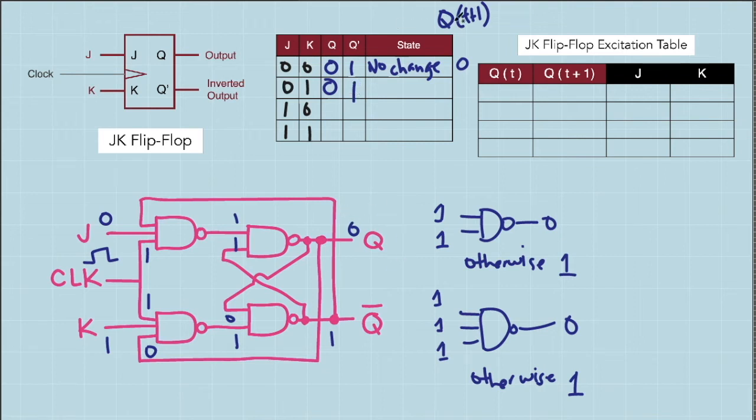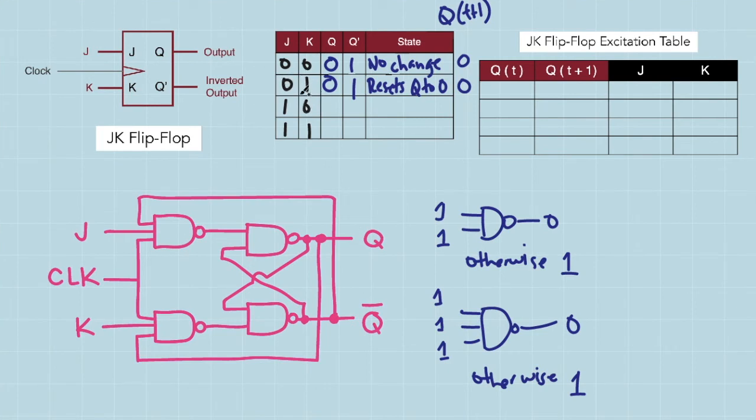The value of Q is still 0, so I'm going to put 0 under this value of Q after 1 clock pulse. To describe this state, I can put no change because the value of Q was not changed during this process. But if you try to assume that the initial value of Q is 1 and then apply logic 0 to J and logic 1 to K, then this will result to a value of 0 for the output Q and a value of 1 for the complement Q. So you can try it on your own. And what this combination essentially do is that it resets the value of Q to 0.